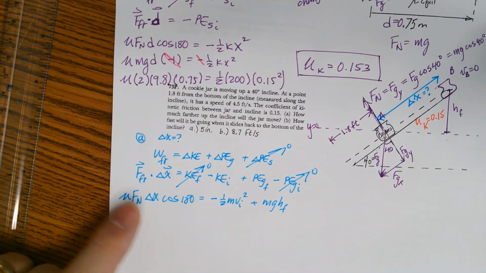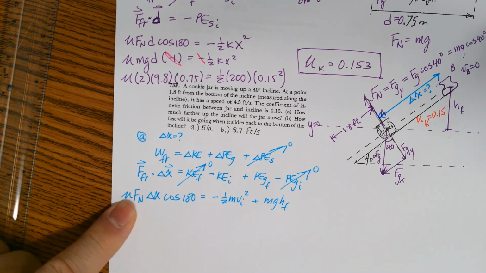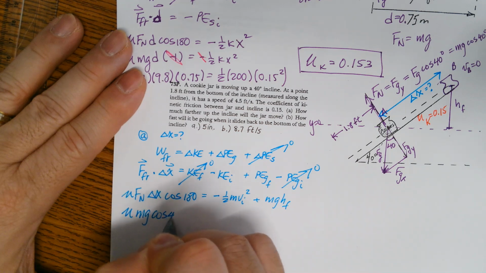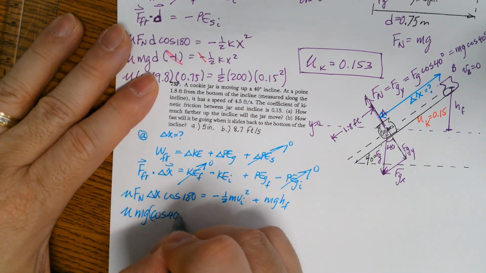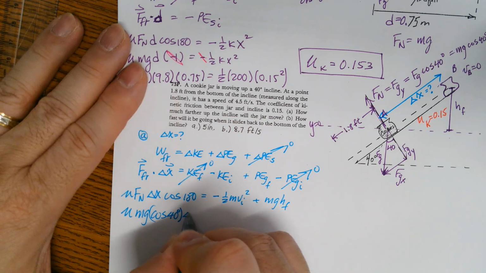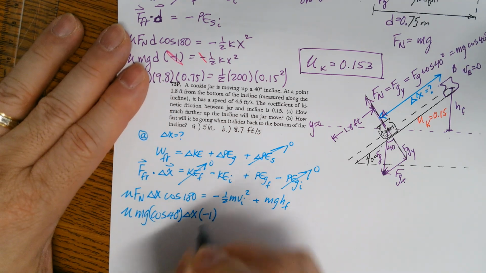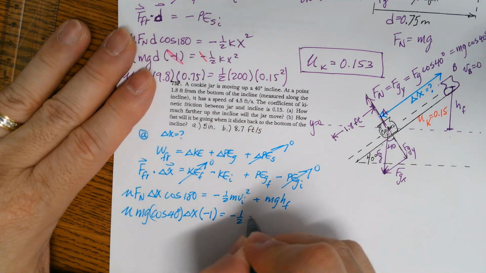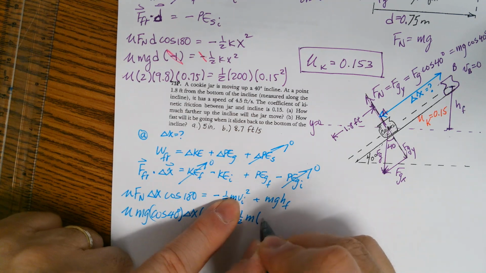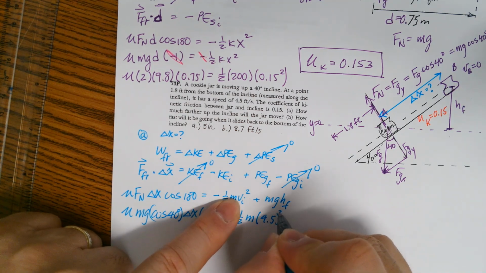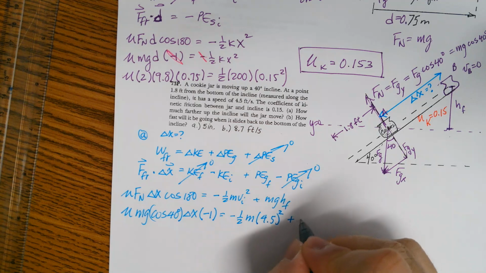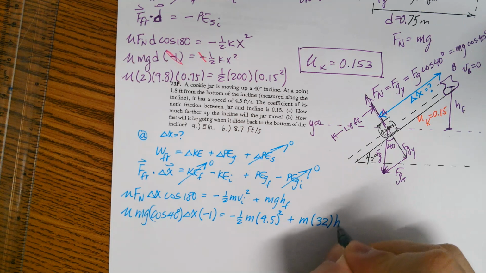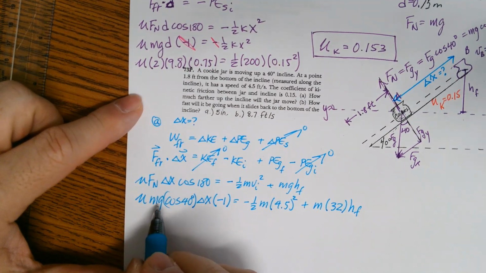We know F normal is mg cosine 40. So mu times mg cosine of 40 times delta x times negative 1 is equal to negative 1/2 times m times vi, which is 4.5, squared, plus m times 32 feet per second squared times hf. Maybe I should have put that.